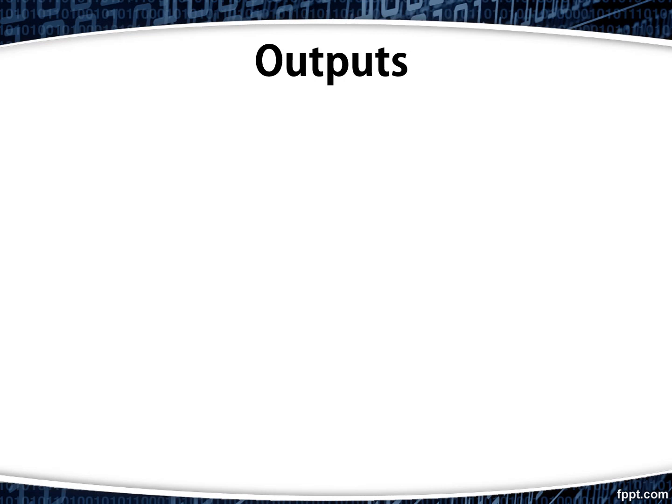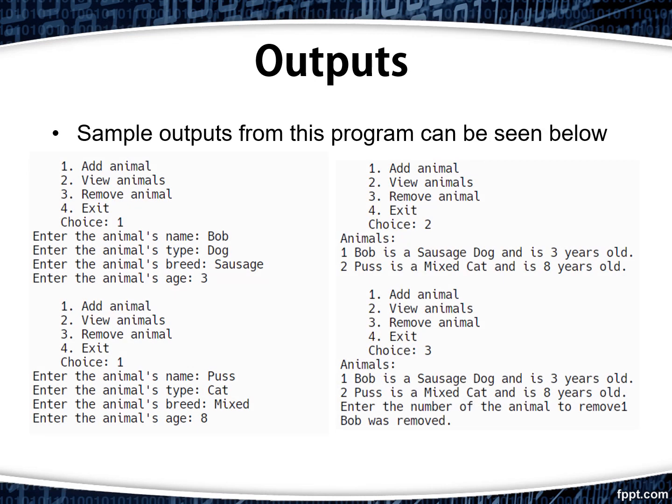You can see from the sample outputs here that when I run the program, I can now add animals, view all of the animals in a numbered list, and choose one of them to remove.